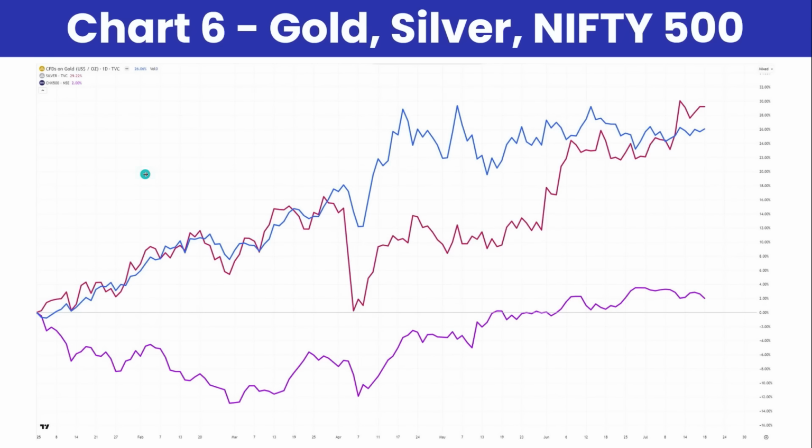Now, if you look at the next chart, this is gold, silver, and Nifty 500. This is year-to-date performance. If you look at the chart, silver is up 30%, gold is up 26%, and overall the market is up 2%. Probably this is the chart that is prompting a lot of people to advise people to take out some funds from equities and put it in gold and silver.